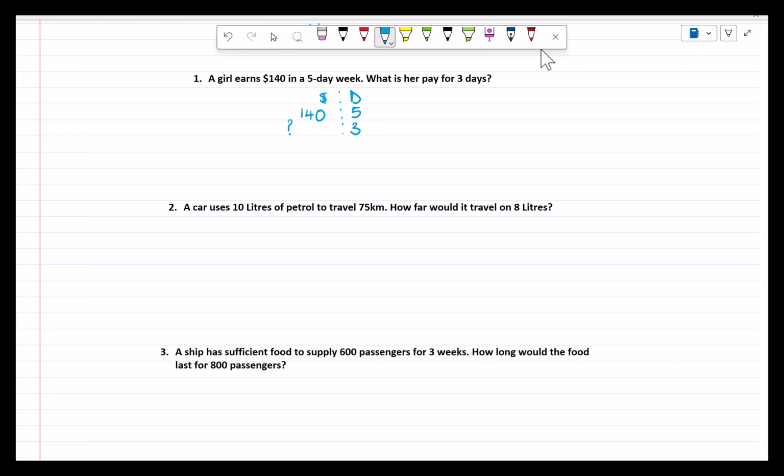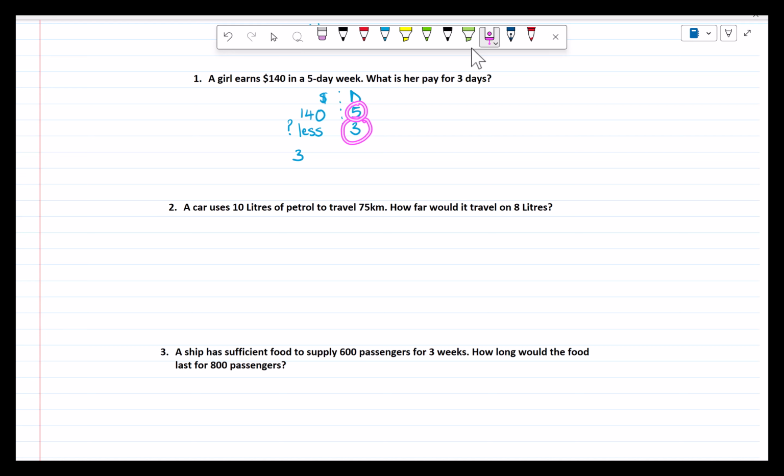So since 3 is less than 5, now this is how I solve these proportions in a simpler manner. Since 3 is less than 5, we're going to say the amount of money that you get is definitely going to be less than 140, because the proportion says 140 is equivalent for 5 days. But if she's going to work for 3 days, which are less, that means she's also going to get less amount of money. We then say the lesser number, which is the lesser ratio, this one, the 3 that we're looking at.